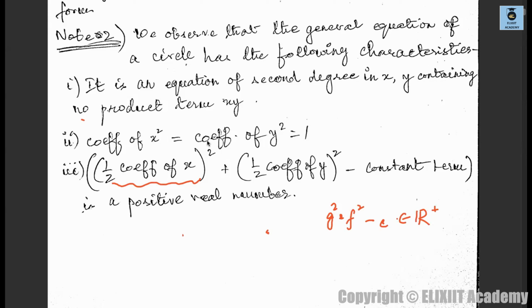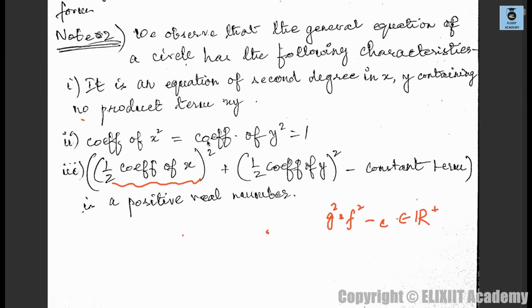And if the square root quantity is less than 0, then this will be a complex number. In that case, you will have an imaginary number. You cannot get a real circle in that case. So you can say that it's an imaginary circle. So definitely this must be a positive real number.